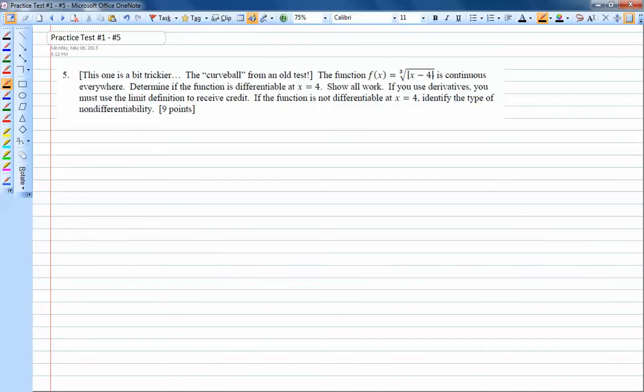And we know that it's continuous everywhere. That's given. And the reason it's continuous everywhere is because x minus 4 is continuous, absolute value of x is continuous, cubic roots of x are continuous everywhere. So if you combine all those, you still get another one that's continuous everywhere. We're not dividing by anything. We're not restricting our domain. So the question is, is it differentiable at x equals 4? So does the derivative exist at x equals 4?